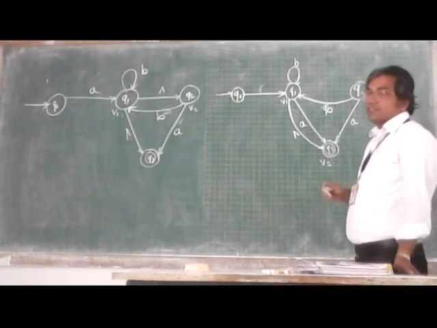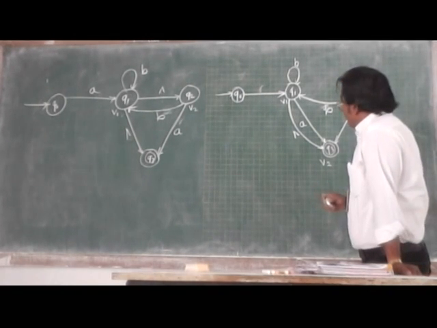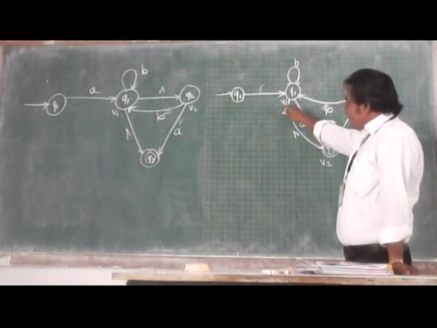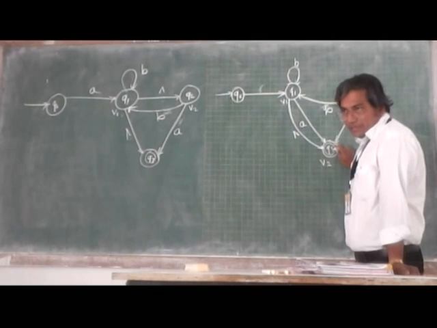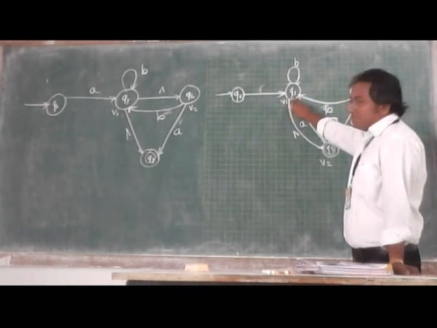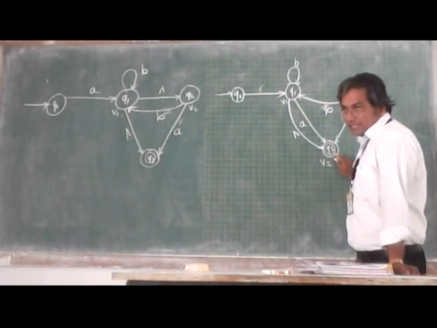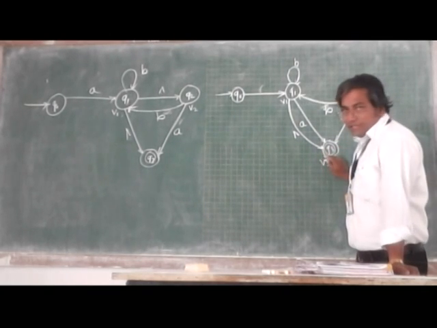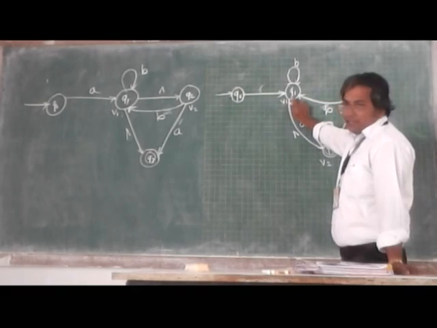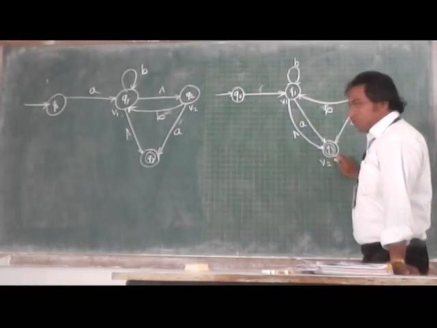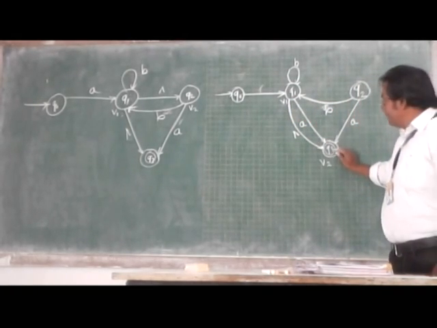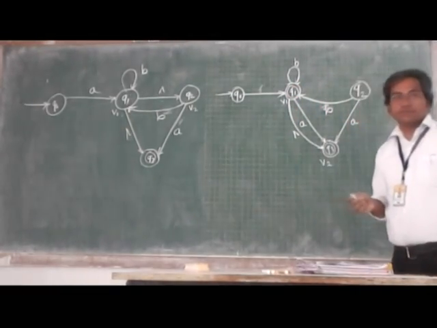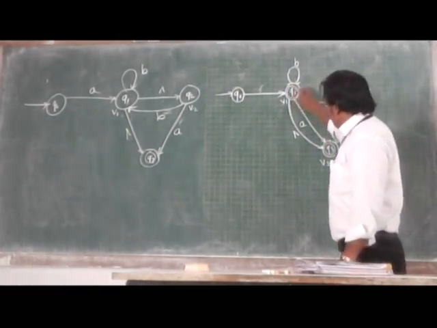If V1 is an initial state, make V2 an initial state. V1 is not an initial state, we will not make this an initial state. Last step, if V2 is a final state, make V1 a final state. Here this is true. So Q3, V2, is a final state. I need to make V1 a final state.